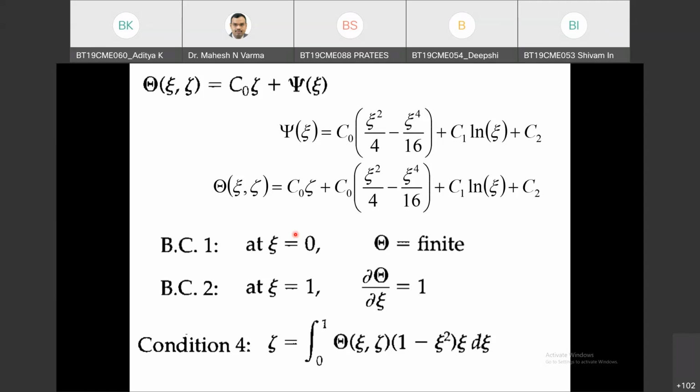What will I get? Sir, epsilon equals 0, theta will be 0.